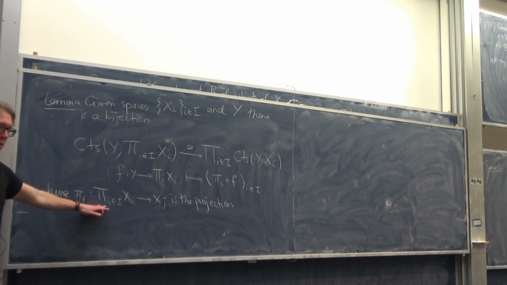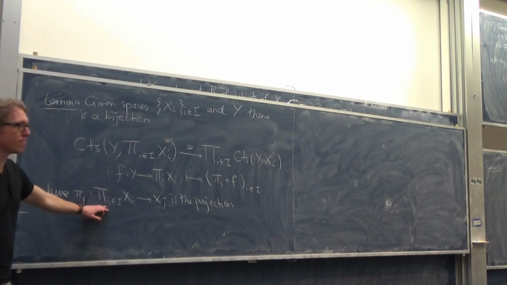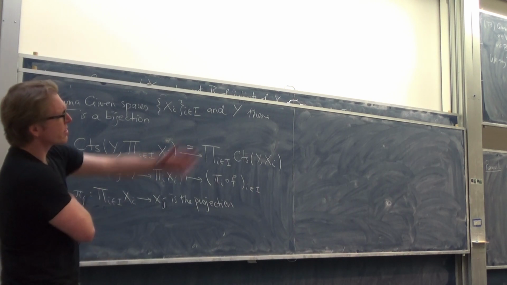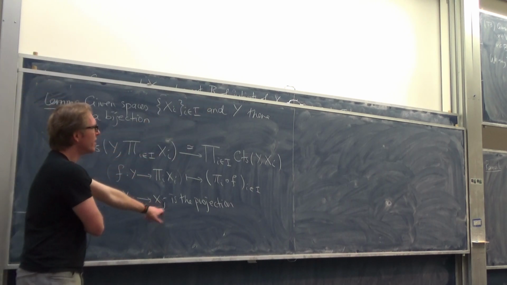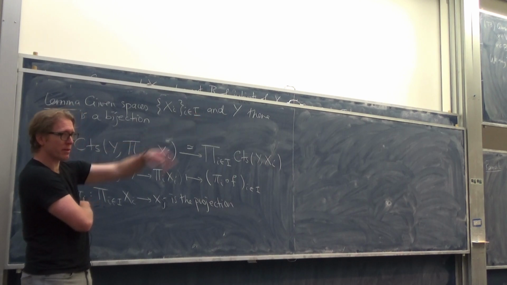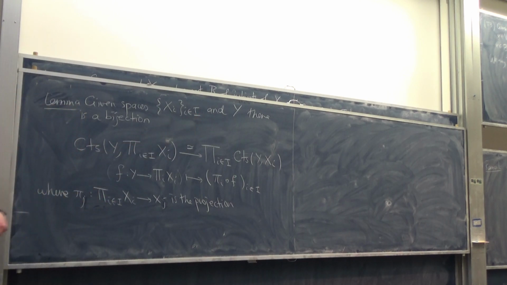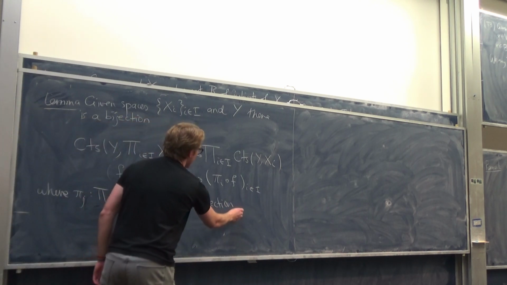Exercise: check that map is continuous. Actually, the inverse image of an open set here is in the basis already, if you think about it, so it must be open. So if I take f and compose with any given projection, I get some map, and take all those maps together, and that gives me an I-indexed sequence of continuous maps. So I claim that's a bijection.